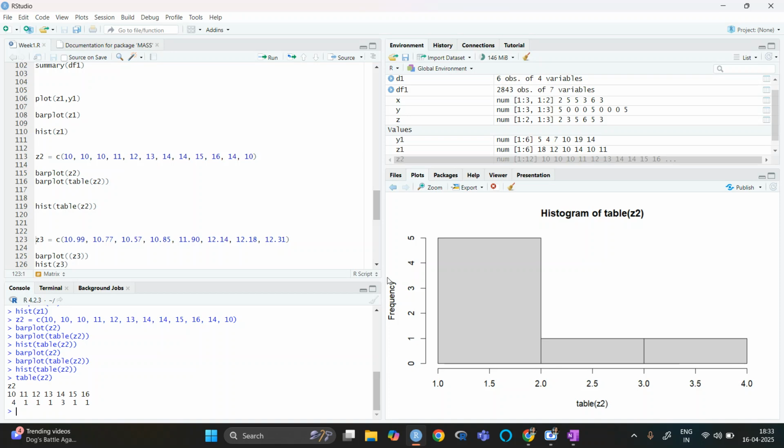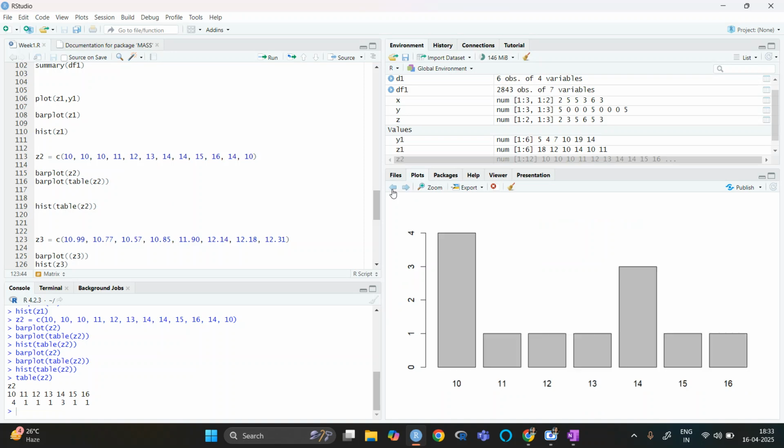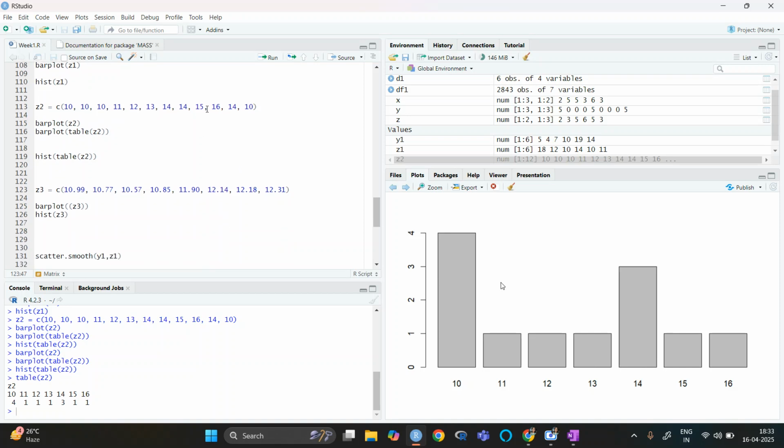So 1 is coming 5 times, so for that you have this 5. But this one works well. With the bar plot you can also understand what the frequency of this is. But when you have discrete data, it is fine.